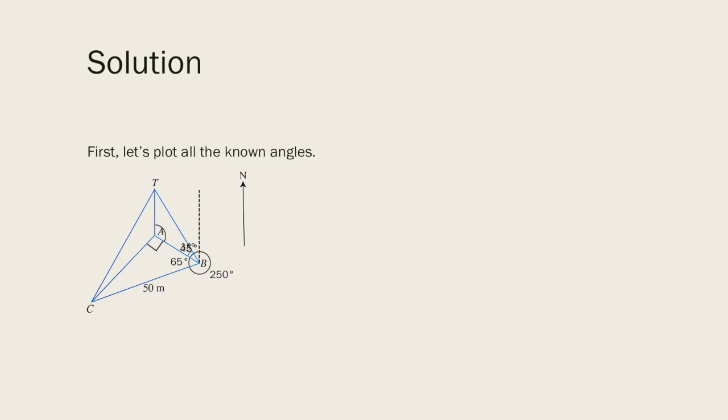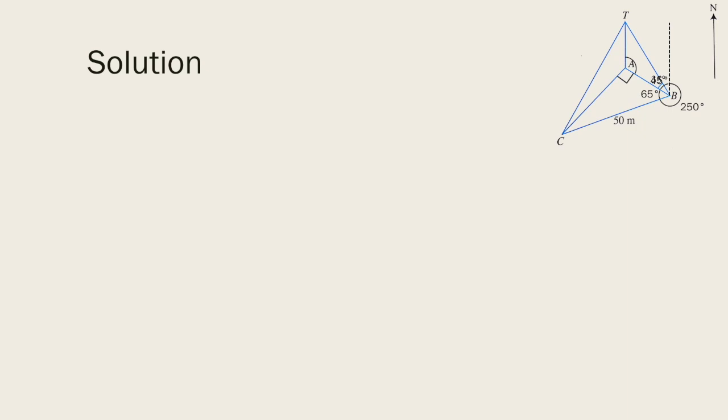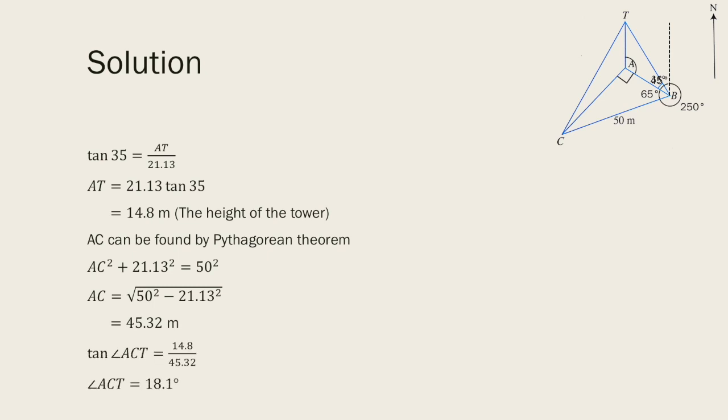And it is equal to 21.13 meters. The length of AT can now be found using tangent 35 equals AT over 21.13, which results in AT being 14.8 meters. With Pythagoras' theorem, AC equals 45.32 meters. And ACT can be found using tangent, which results in 18.1 degrees.